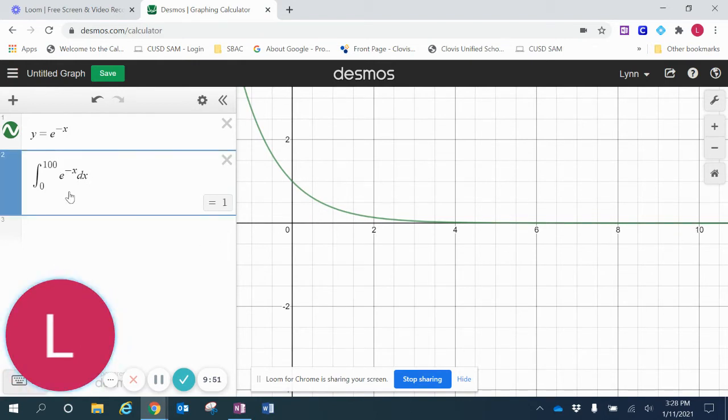So what if it wasn't 10? What if it was 100? Oh, hey, look, it's 1. And what if it was 1,000? Hey, it's still 1. And 10,000? Hey, it's still 1. That's because the further out I go, I'm adding an area of 0, because the graph closes to the x-axis. So that's what we're looking for, and there's a visual for that.